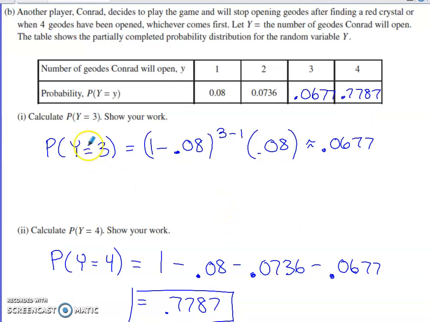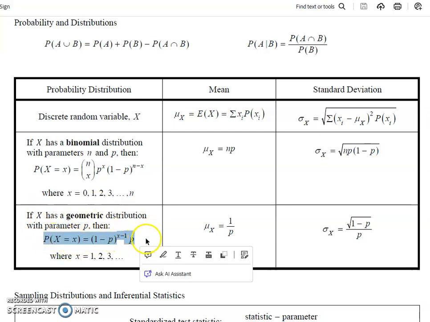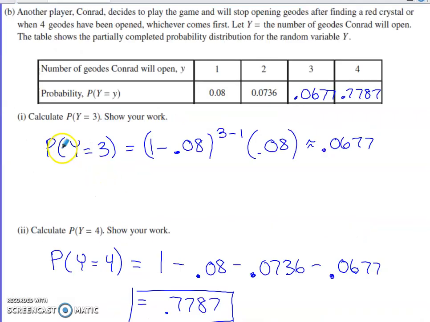Now the first calculation is to figure out the probability that the number of geodes Conrad's going to need to open is exactly 3. We are asked to show our work. Now in that same portion of the formula sheet, we have the formula for computing a geometric probability when x is equal to a fixed value. In this case, y is taking on the role of x, and y is fixed at 3.